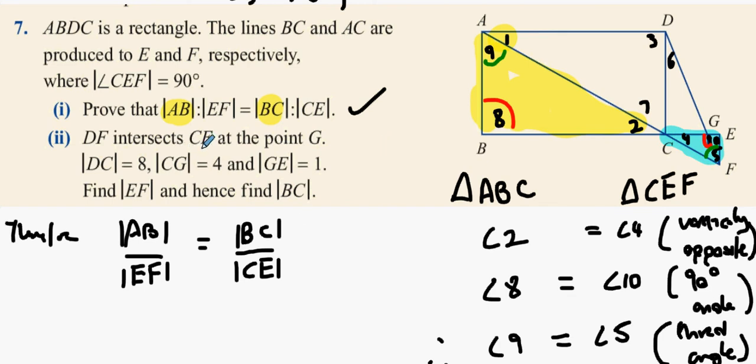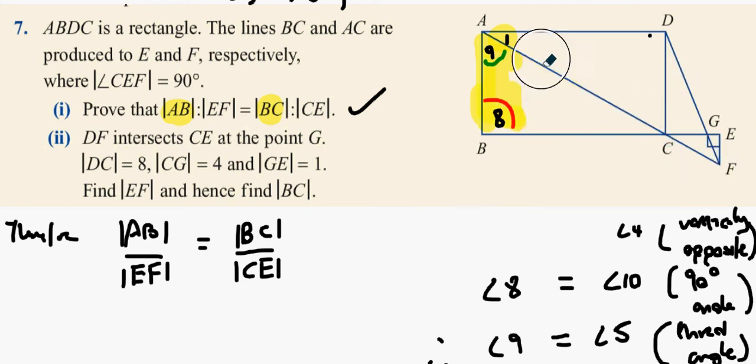DF intersects CE at a point G. DC is 8, CG is 4, and GE is 1. Find EF and hence find BC. Okay, I'm just going to get rid of my proof here. I'm hoping I don't need my angles anytime soon. I'm just going to colour them slightly. You're the same as you, and you're the same as that one. Alright, let's see what I can do.